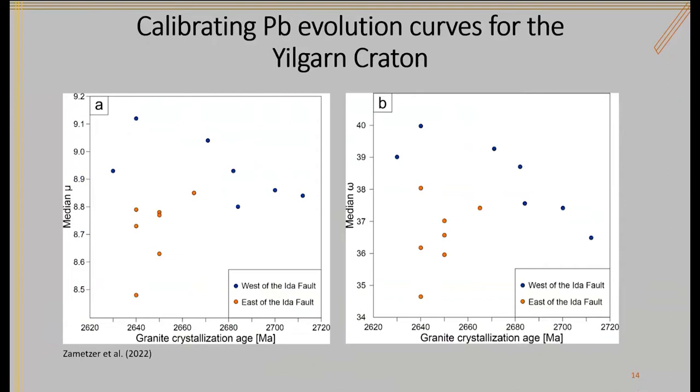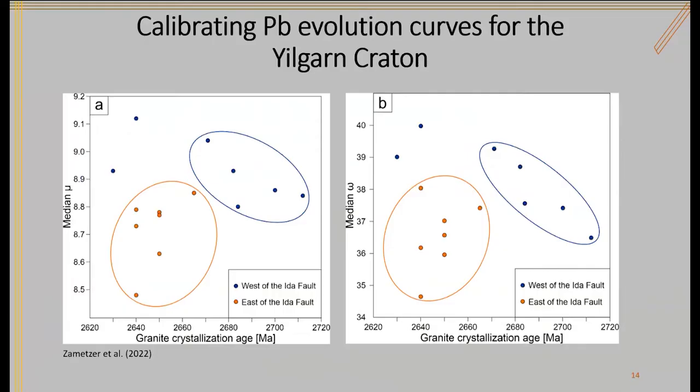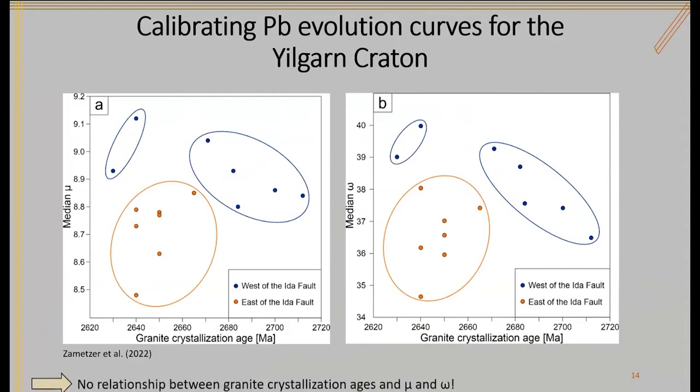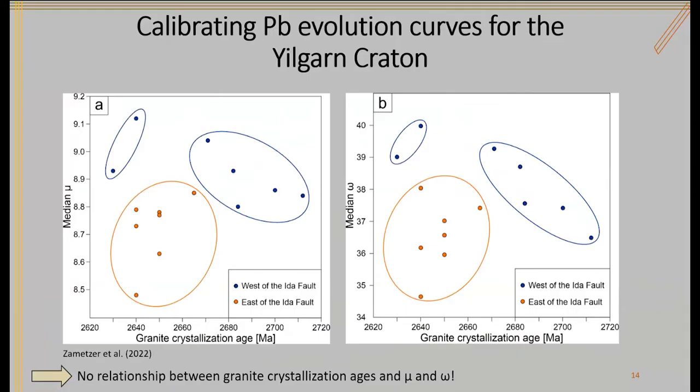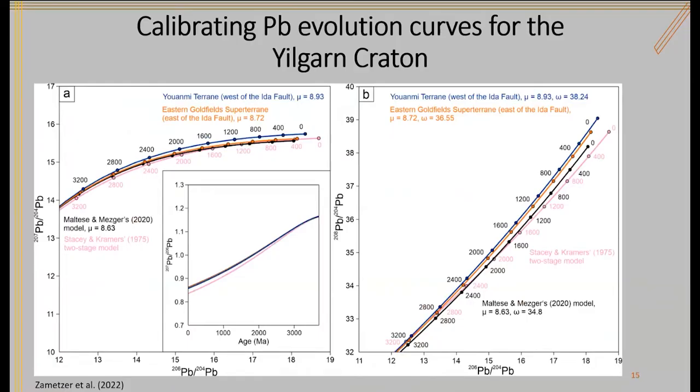One important thing to clarify is that the differences in the mu and omega values are not dependent on the granite crystallization ages. And this is what's shown here. So we have different genetic suites that we were looking at. We have samples with older crystallization ages that have higher mu and omega. And this UNV terrain suite, we have the Eastern Goldfield samples that are relatively close in terms of crystallization ages with lower mu and omega. And then we have these two youngest samples of the transect from the UNV terrain with higher mu and omega. So there's no relationship between granite crystallization ages and mu and omega. This is how the products look.